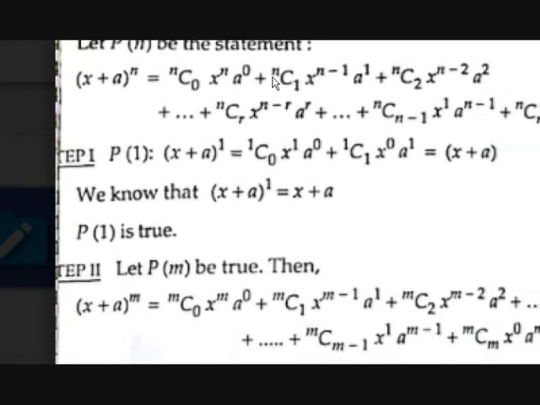And this expansion, what will it be? nC0 plus nC1 and the remaining terms, and then nC2. But here there are only up to nC1, right? Because n is 1. So we'll get 1C0 x power 1 a power 0 plus 1C1 x power 0 a power 1. 1C0 means 1 factorial by 0 factorial into 1 factorial. As you know, the formula to find combinations is n factorial by r factorial into (n minus r) factorial. We have discussed that in previous videos on permutations and combinations. If you haven't yet, go check it out.